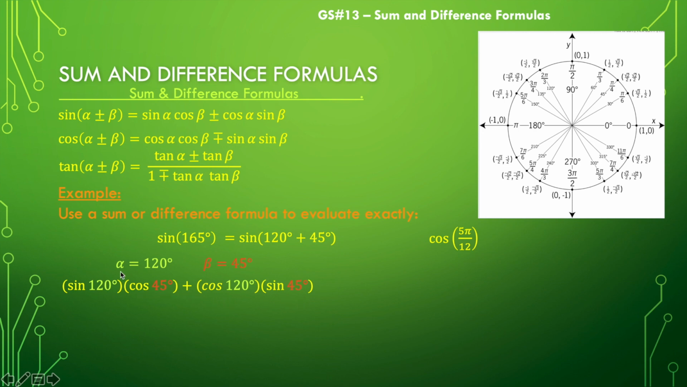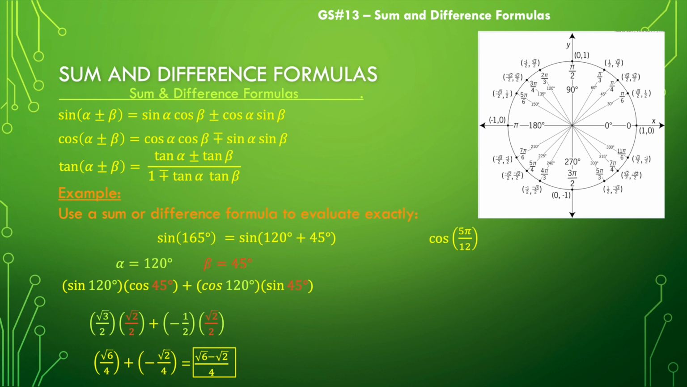All right, so the sine of 120 degrees, what is that? The sine of 120 degrees, I think that's rad 3 over 2. And cosine of 45 degrees is rad 2 over 2, while the cosine of 120 degrees is negative 1/2, and the sine of 45 degrees is rad 2 over 2. All right, and then we multiply, so we'd get rad 6 over 4 plus negative rad 2 over 4. We can write this as a single fraction, rad 6 minus rad 2 all divided by 4.